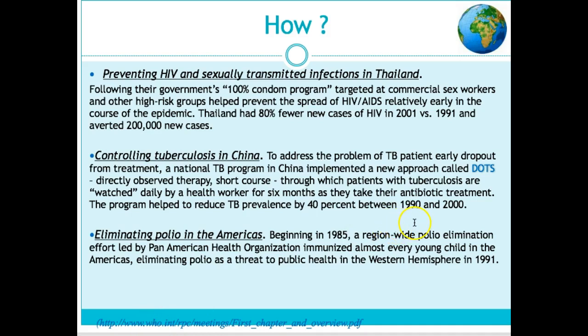And then, how? My question, how? How do we prevent HIV/AIDS and STDs in Thailand? And these are all success examples. Now I'll let you read through these, but we've had tremendous success with reducing the number of HIV-infected individuals in Thailand. We've made tremendous improvements in China controlling tuberculosis with the DOTS program, directly observed therapy, short course. We've really eliminated polio in the Americas.